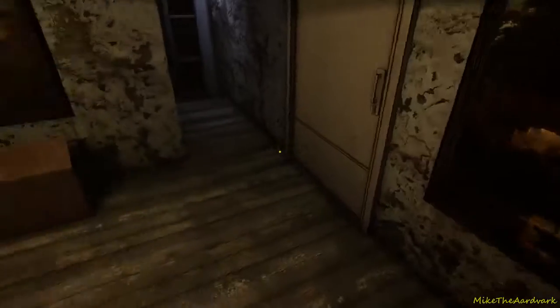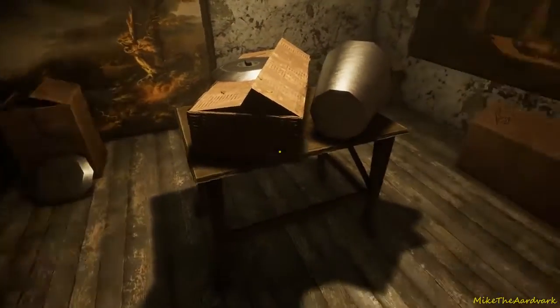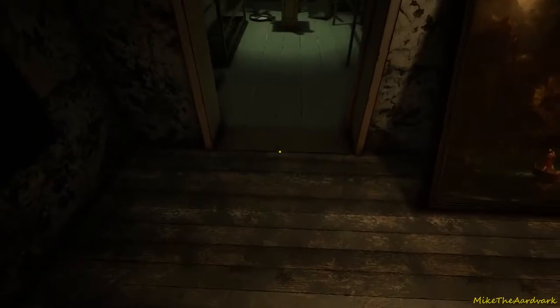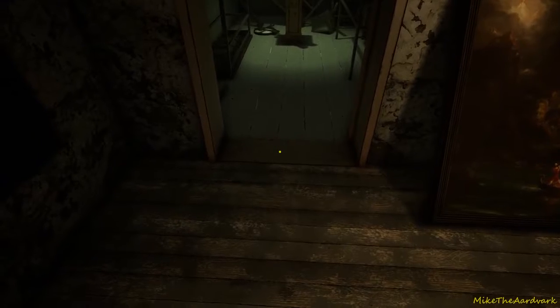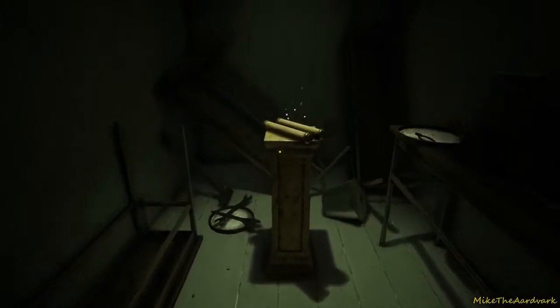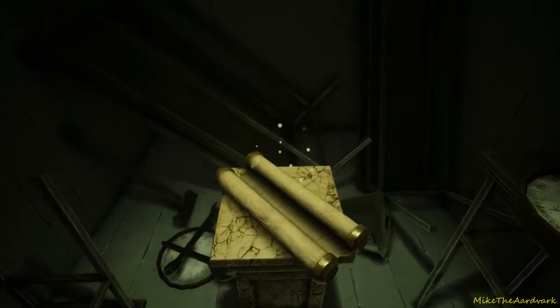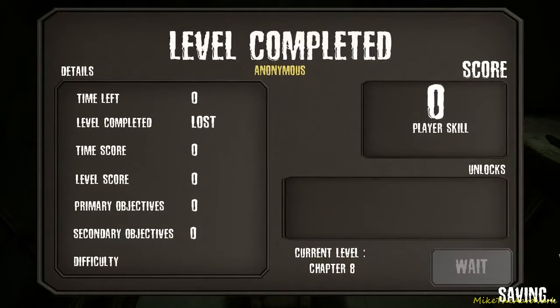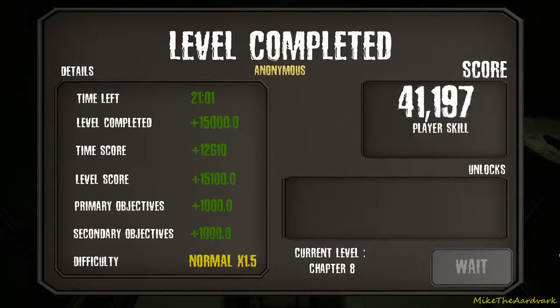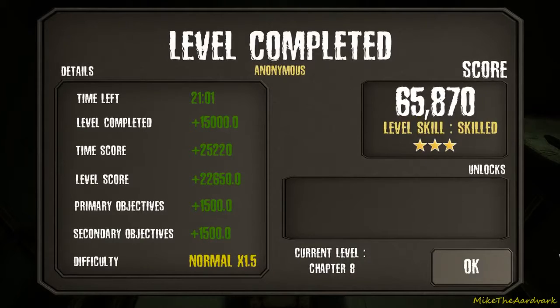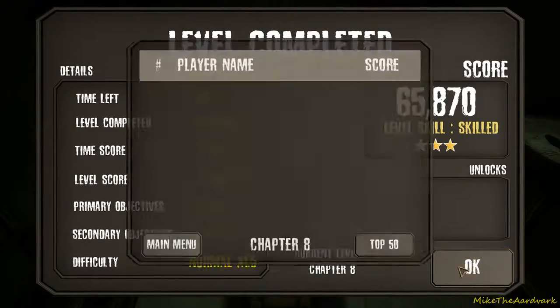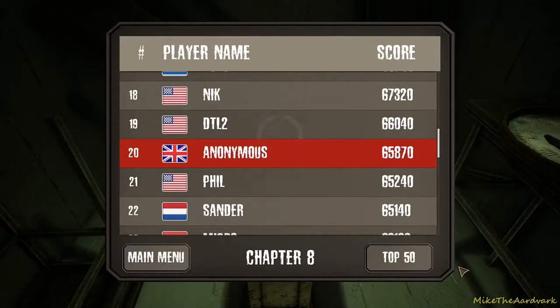Now we could go and look for extra gems and things, but I'll leave you to do that. For now we'll just exit and see what we get. Not bad. Number 20 in the top 50.